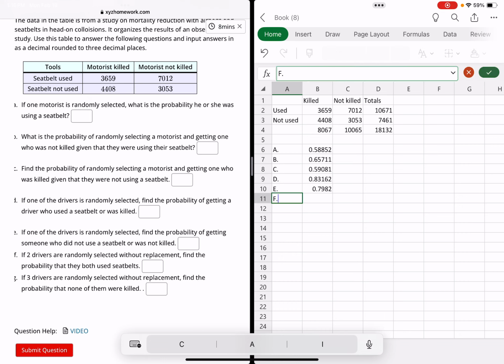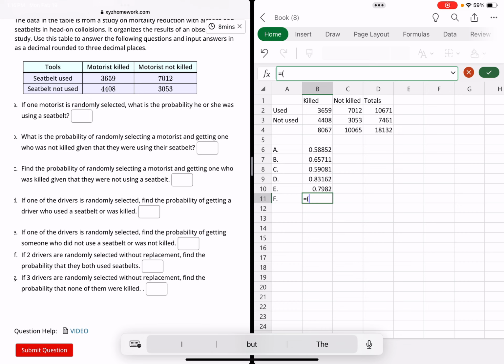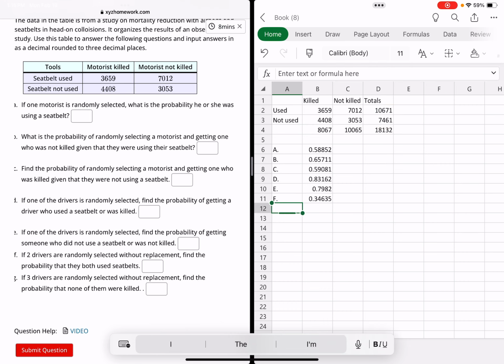If two drivers are randomly selected without replacement, find the probability that they both used a seatbelt. Two drivers equals this one squared. Used a seatbelt, so that's used divided by grand total, squared, because it's twice. I'm using the cumbersome calculation guideline because the sample is only 2 and the total is 18,000. So 2 is much less than 5% of 18,000, and I can pretend that they are independent.